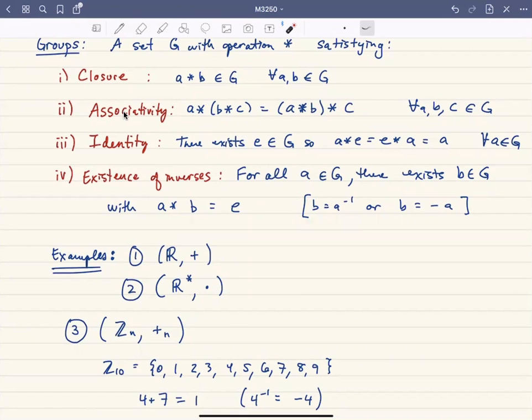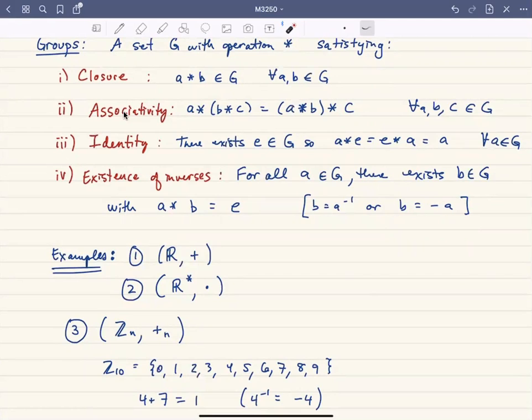If we're thinking of our group specifically as having an additive structure, say the real numbers with addition as our operation, then our inverse is just minus A. It's customary that if the binary operation of your underlying group is addition, then your inverse is just minus A. So a few examples of groups before we move on.